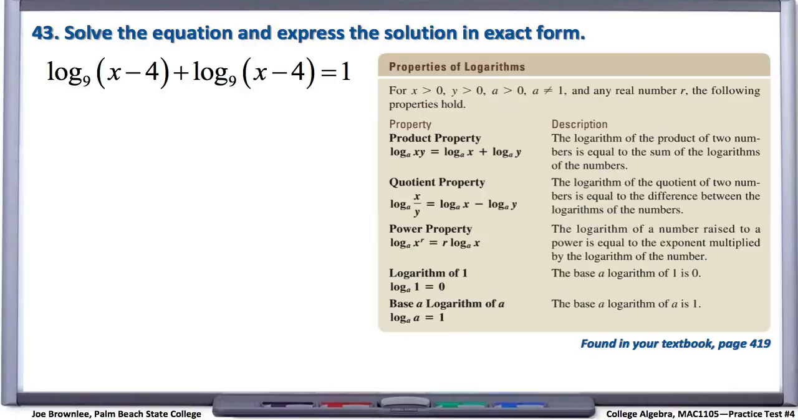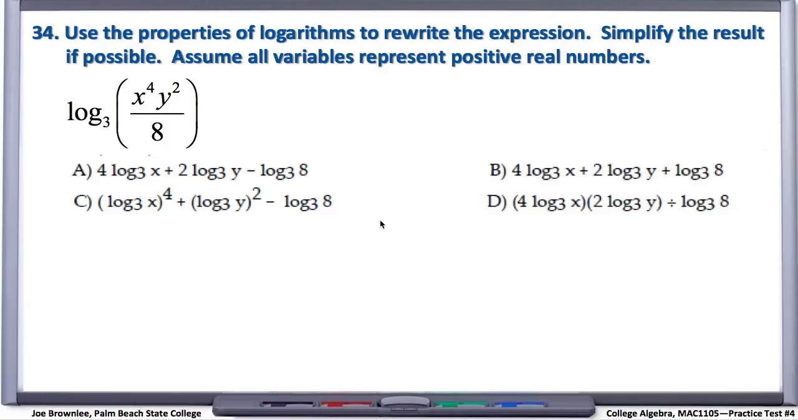So let me go back to this other chart. You can see here, and we also looked at in video number 33, what happens with multiplication. We introduce addition, and when we have division, we're going to use the quotient property to split up that division using subtraction. So let's go back and take a look at what's happening here. We know that we're going to split up the numerator using addition. So let's go ahead and do that first.